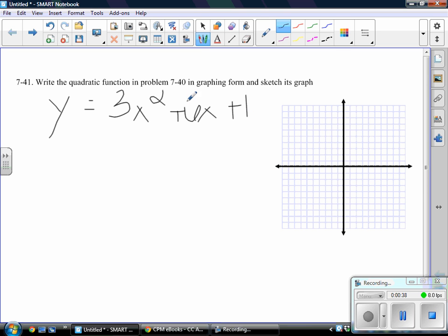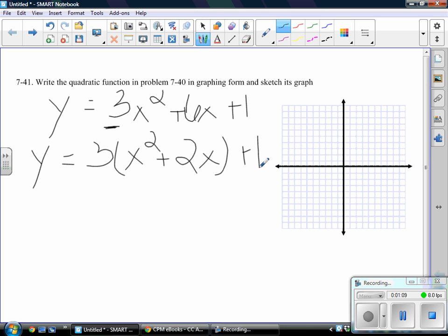We need to change this into graphing form, which means we're going to complete the square, which we've talked about in several homework problems, by factoring out the number in front. I don't want it to be a 3, I want it to be a 1. So I'm going to factor out a 3 from just the first and second term. So I'm left with x squared plus 6 divided by 3, which will leave me at 2x. And I'm going to have this plus 1 left on the outside. Now we're just going to do completing the square with the things inside of the parentheses.